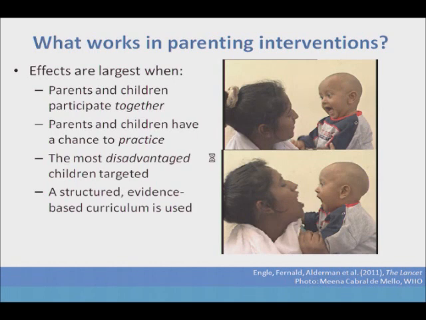So it's not enough to give parents information about how to be a better parent or what to do with the child. It is necessary to have the parent and the child together practicing and implementing what the instructor, what the community health worker, is encouraging the parent to do. In some cases, effects were greater for younger compared with older children, as we would have hypothesized based on the trajectories, and the effects were greater for poorer children compared with richer children. So the most effective programs, again, were those with systematic training methods, a structured evidence-based curriculum, and opportunities for parental practice and feedback with children.